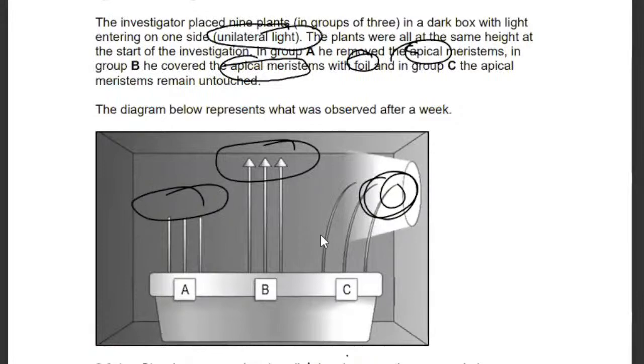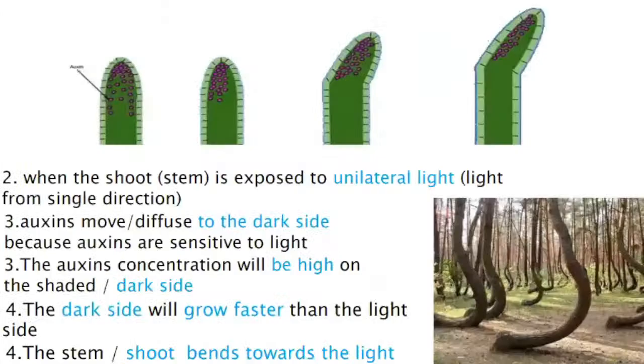What happens next is that auxins move or diffuse to the dark side, meaning that auxins move to the dark side because auxins are sensitive to light. And then the auxin concentration will be higher on the dark side than on the light side.